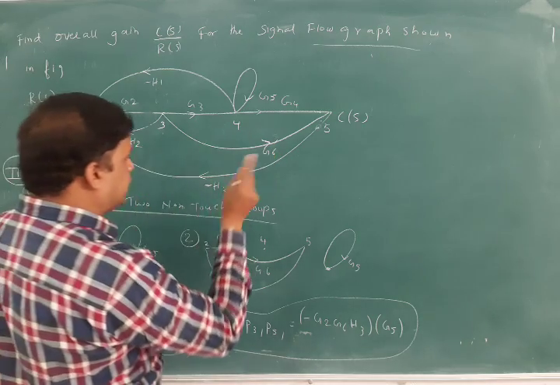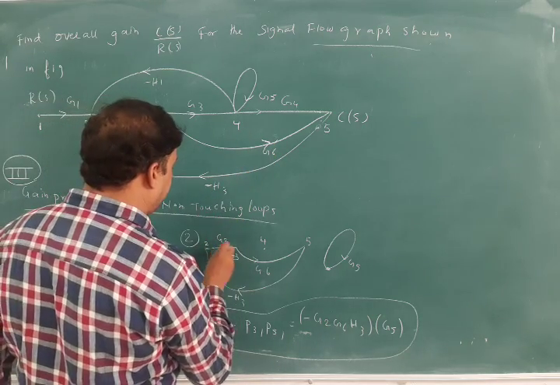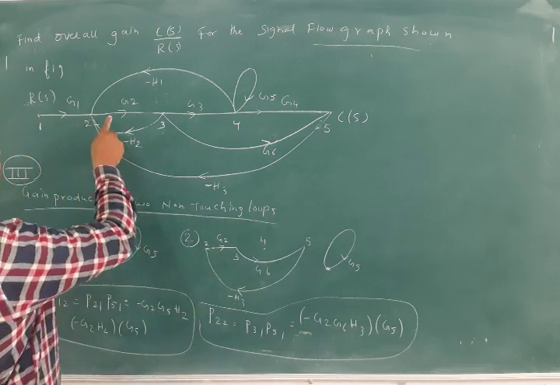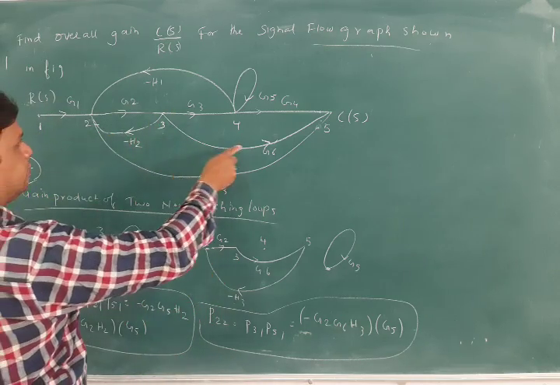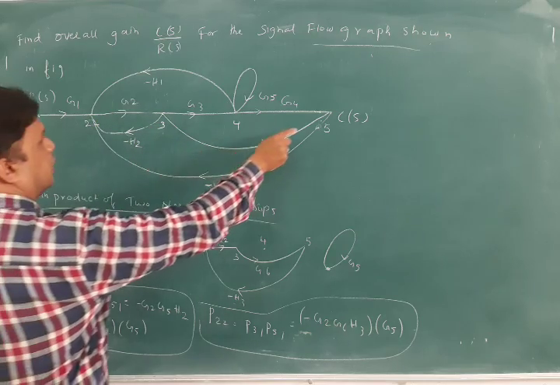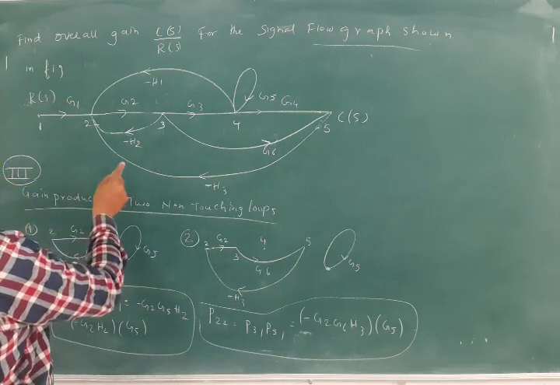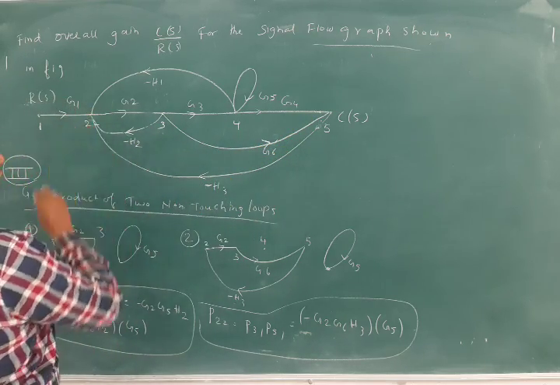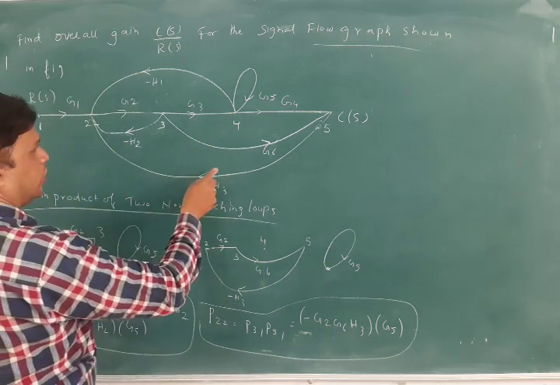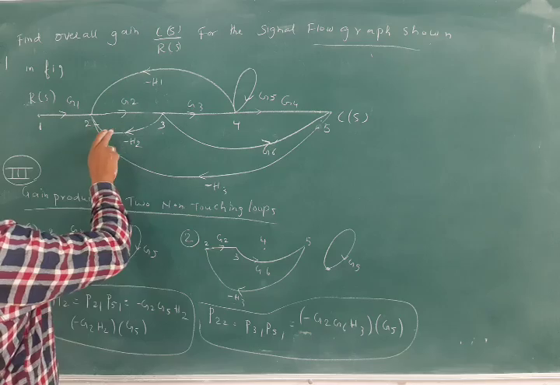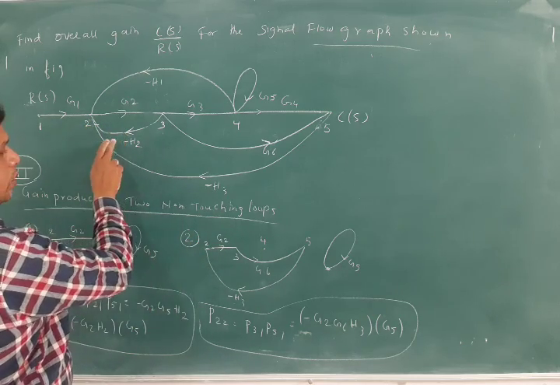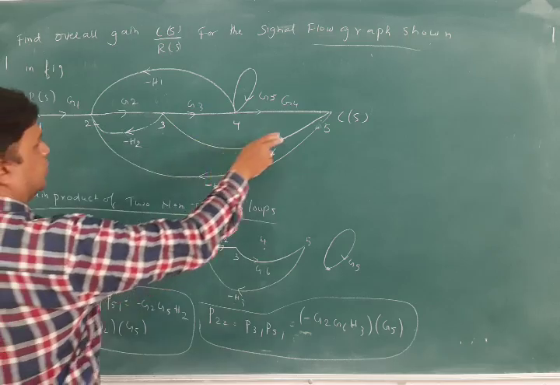Now we will come to the second combination. Which loops are non-touching here? You will see G2 and G6 and minus H3 up to 2 here, and this same particular G5. These are non-touching. If you see this loop, G2, G6 and H3, and this particular one.